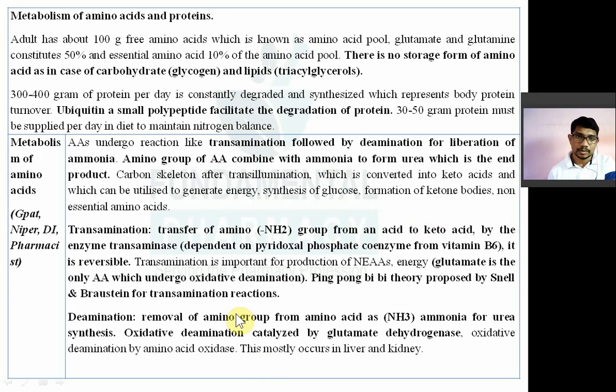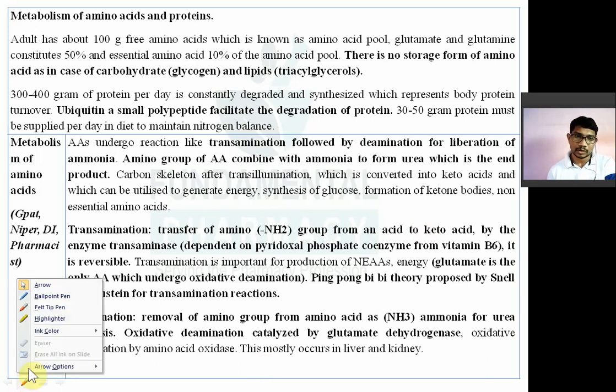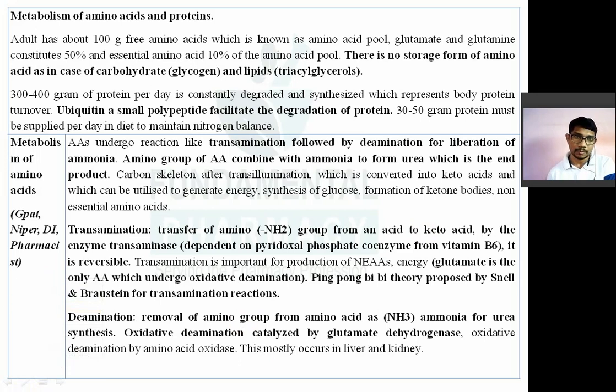Normally, a normal adult has its own amino acid pool. An adult has around 100 grams of free amino acids, which is known as the amino acid pool of your body. Glutamate and glutamine constitute around 50% of the amino acid pool. And essential amino acids will be around 10% of the amino acid pool. So out of the 100 gram amino acid pool, 50% will be glutamate and glutamine, and 10% will be essential amino acids.